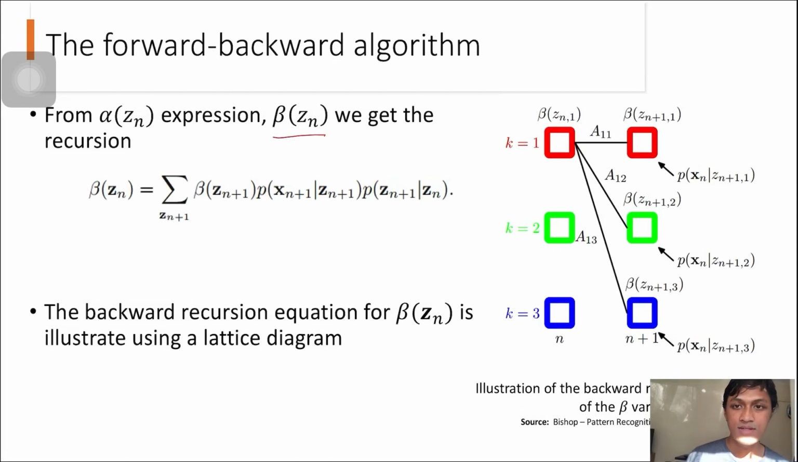From our alpha zn expression, we can get the value of beta zn. Similarly, we use the recursion and we can obtain the value of beta, which is equal to this one. The illustration for the recursion is shown in this lattice diagram, almost similar to the alpha, but this one is for predicting the next one.